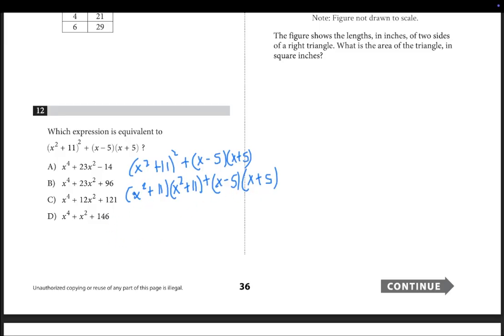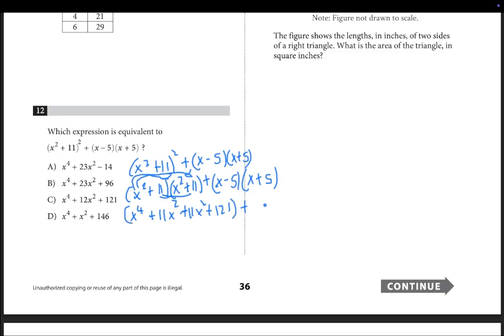So now we're gonna FOIL out each one of these. We're gonna FOIL out x squared plus 11 times x squared plus 11. We're gonna FOIL out x minus 5 times x plus 5. So x squared times x squared, x to the 4th, plus 11x squared plus 11x squared. So what we're doing right here is FOILing out. We're gonna bring our x squared to our x squared, to 11, our 11 to our x squared, and our 11 to our 11. So we're gonna have x to the 4th plus 11x squared plus 11x squared plus 11 times 11, which is 121. It's gonna all be in a bracket for now.